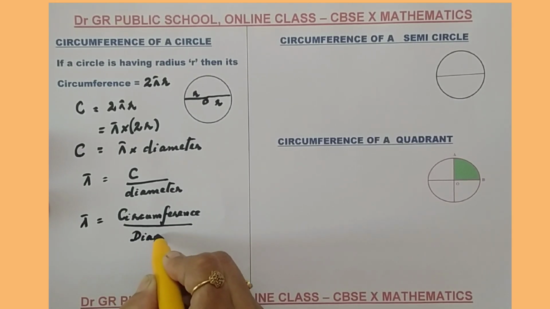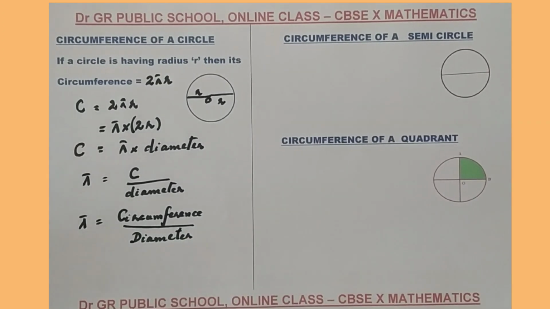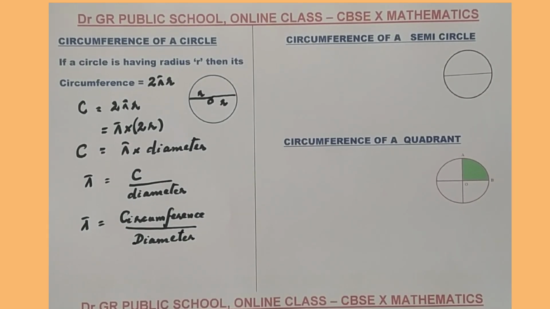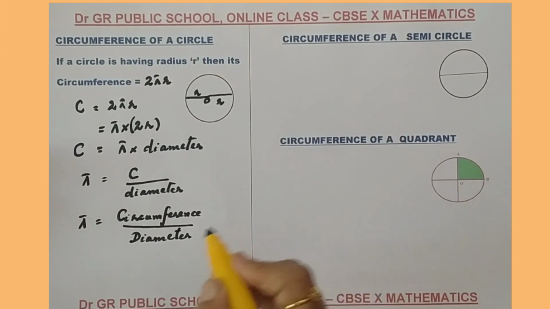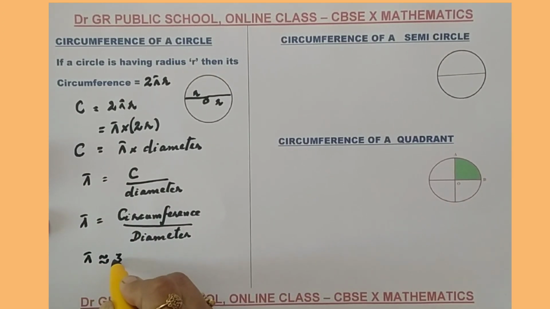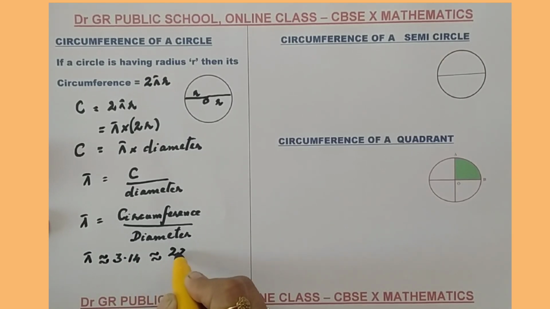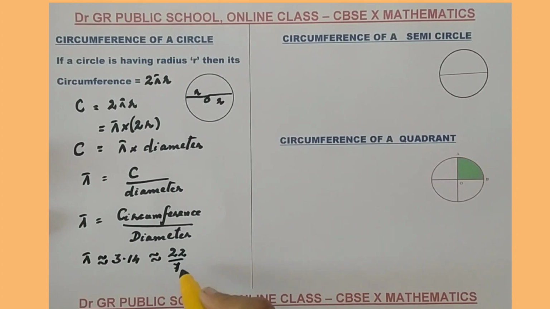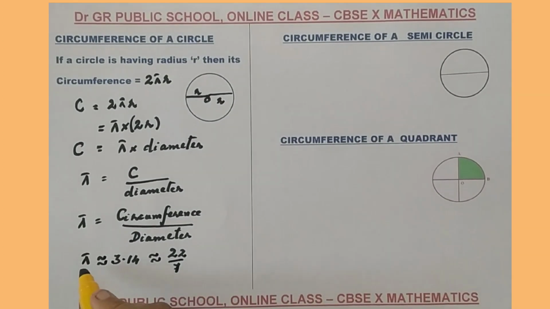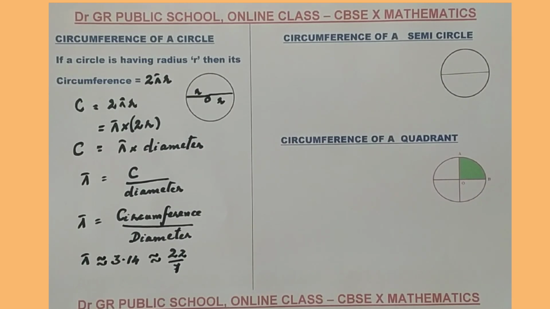A very important formula. You know that pi is an irrational number. It has millions and millions of decimal places. But for practical calculation, you can take the value of pi as approximately equal to either 3.14 or 22 by 7. 22 by 7 is a rational number. You know that pi is an irrational number, so only an approximate value you can take for practical calculations. So, this is the relation of pi with the circumference of a circle.